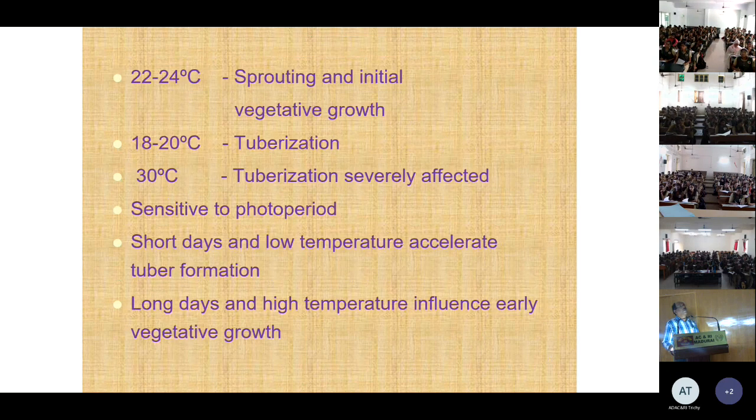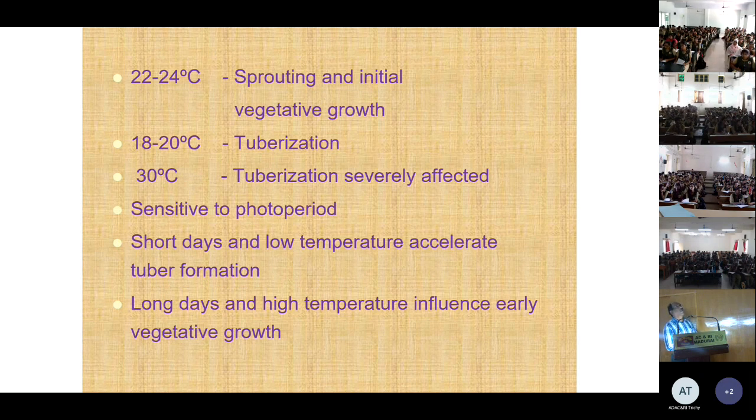Next. So the temperature for sprouting and initial vegetative growth is 22 to 24 degrees, whereas the ideal temperature for tuberization is 18 to 20, whereas at 30 degrees it affects the tuberization, and short days and low temperature accelerate the tuber formation. So it needs low temperature. And regarding long days and high temperature, it causes excess vegetative growth.